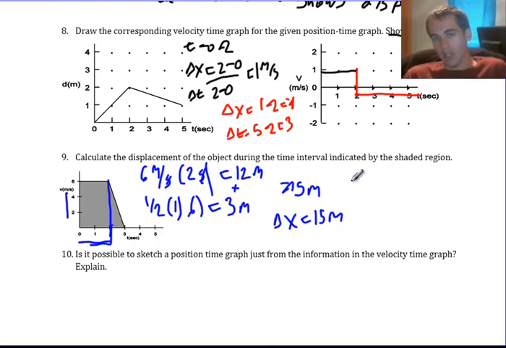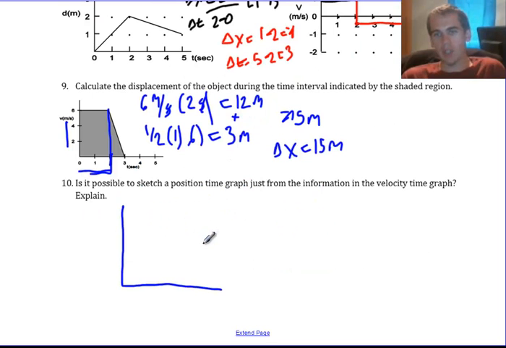Finally, question number 10: which position time graph can you draw just from the information in a velocity time graph? Explain. Well, if we come back up and see what we got out of this velocity time graph, we see that we got a displacement. Displacement's not position. Displacement shows us how much an object has changed its position and in what direction, but it doesn't show us where the object actually is.